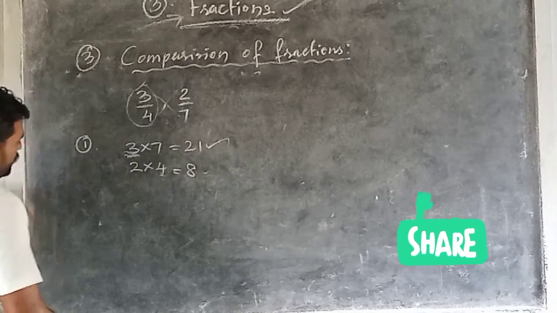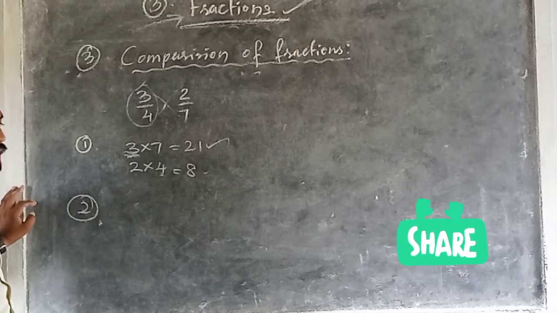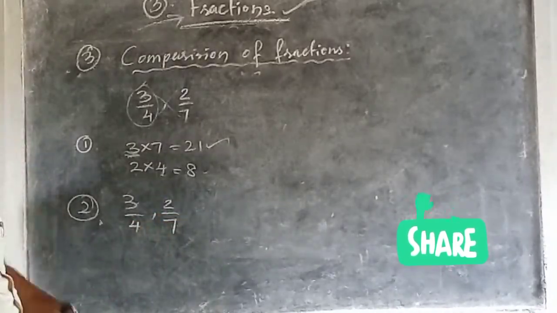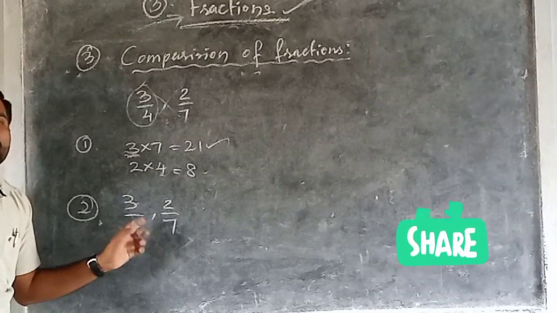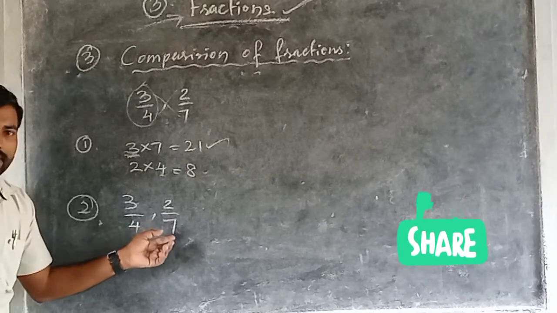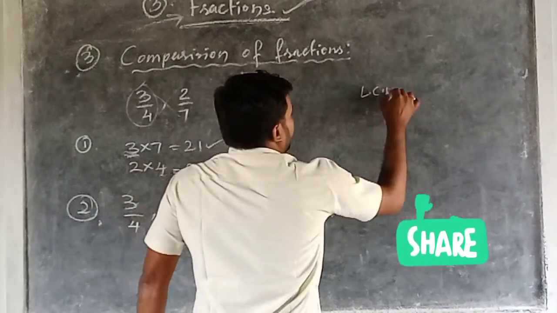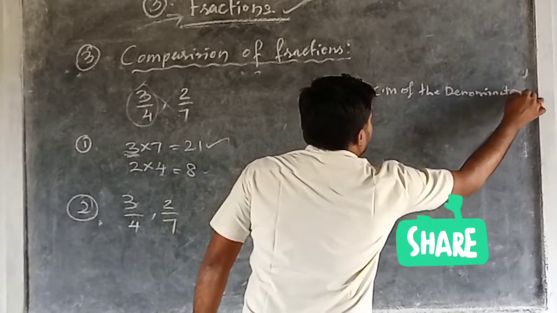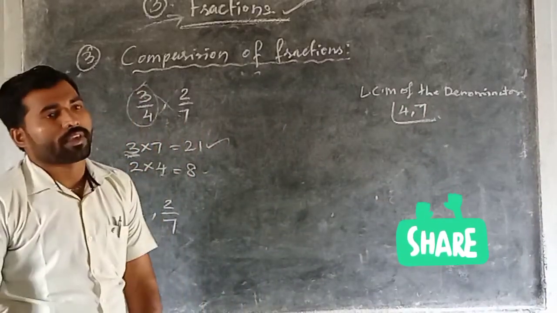Okay, the second method is you can find the LCM of the denominators. 3 by 4, comma 2 by 7 are there. What are the denominators? 4 and 7. These are our denominators, so you can find the LCM of the denominators, 4 comma 7.